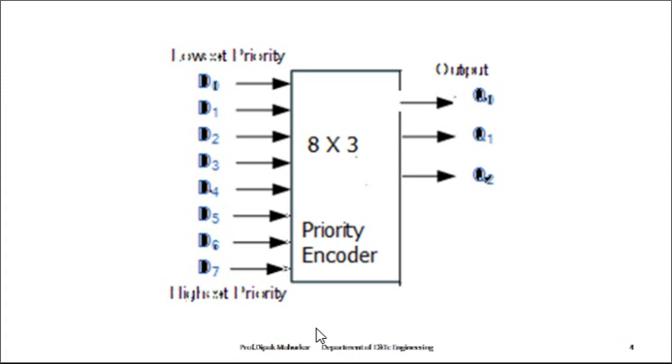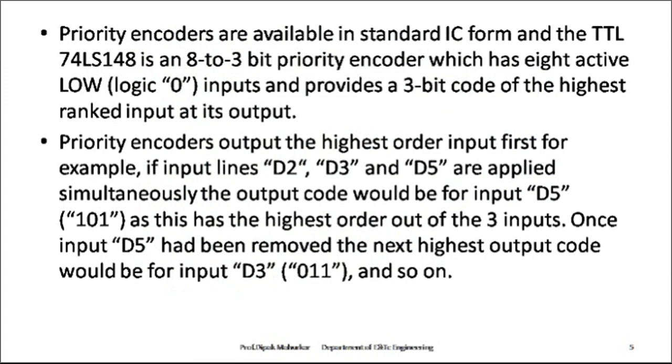Okay. Now, priority encoders are available in standard IC forms, and the TTL IC 74LS148 is an 8 to 3 priority encoder which has 8 active low (logic 0) inputs and provides a 3-bit code of the highest rank input at its output. So the priority encoder outputs the highest order input first.